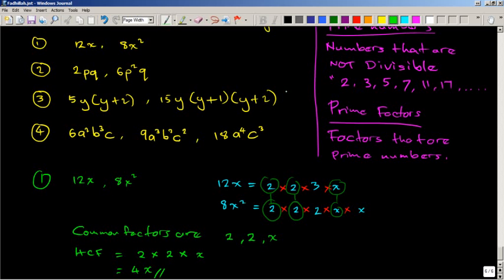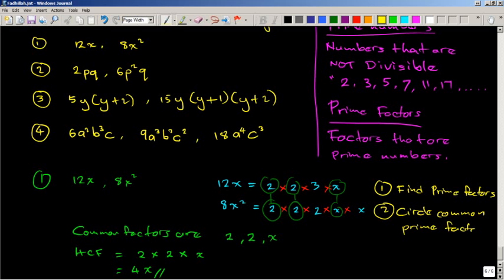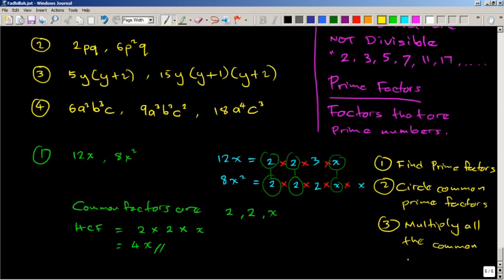Okay. So, again, let me do a different step lah. Tadi I gave you a different step. So, let me give you a better step lah. First, find prime factors. Second, circle common prime factors. Step number 3, multiply all the common factors. Then you get HCF.